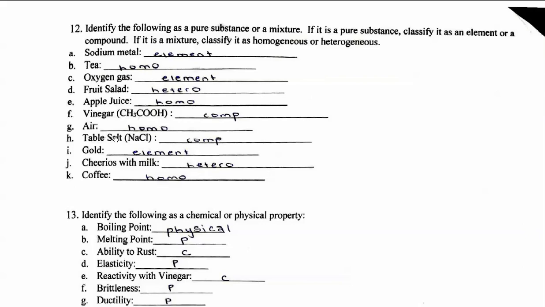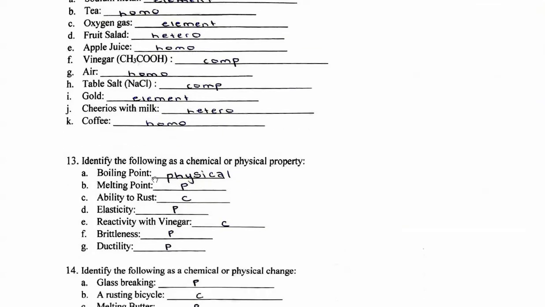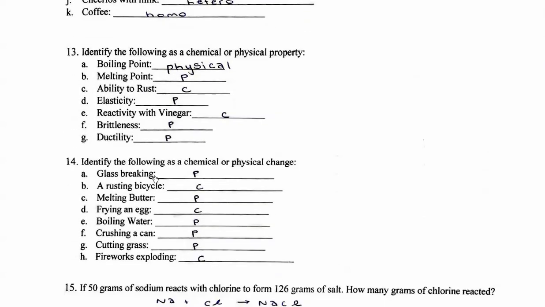All right. Table salt, NaCl, that is a pure substance. However, since they're 2 different elements, it's a compound. Gold is a pure substance. You can find it on the periodic table. Therefore, it is an element. Cheerios with milk, that's a mixture, and it's heterogeneous because each time you might get a couple of Cheerios, you might get a bunch of Cheerios. Coffee, again, mixture, water and coffee. Coffee is a mixture even without the water, but it's homogeneous because hopefully you're going to get the same thing each time you take a sip, or else that's really gross coffee.